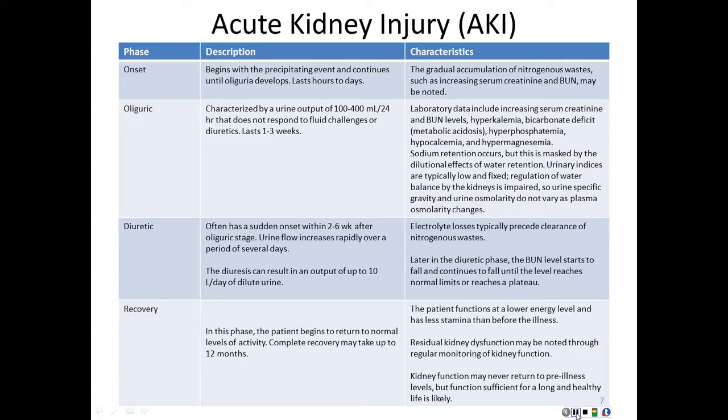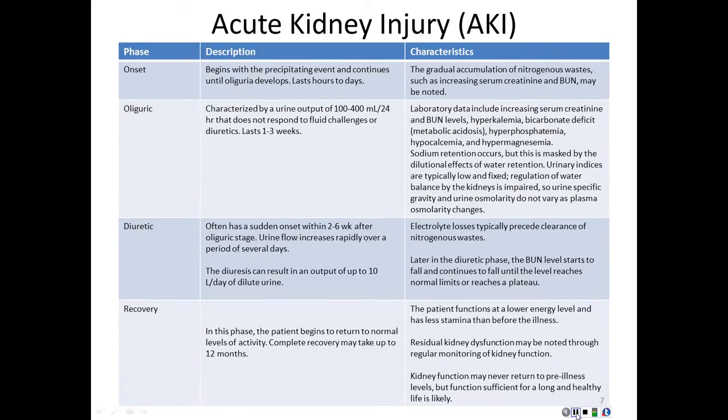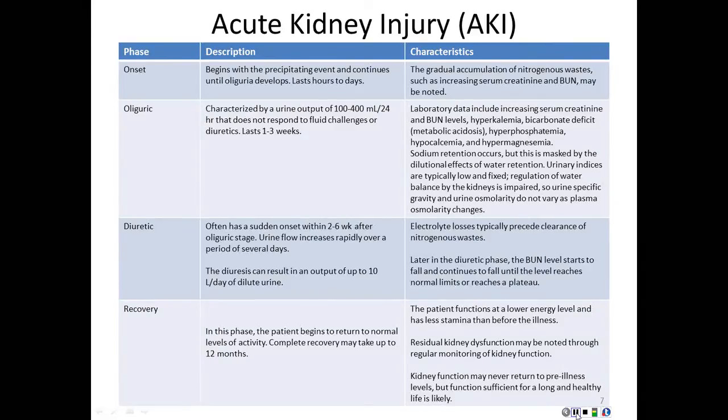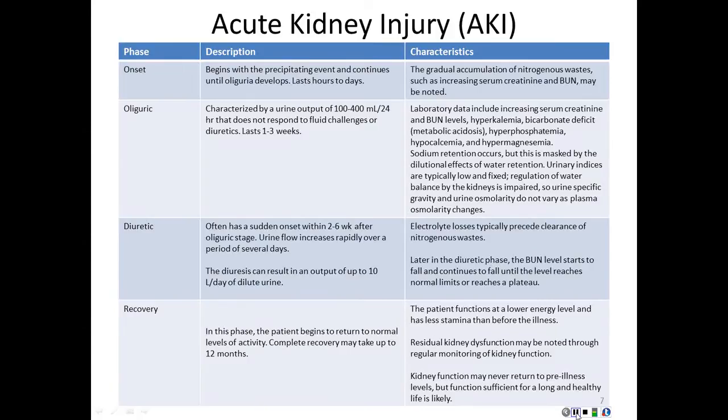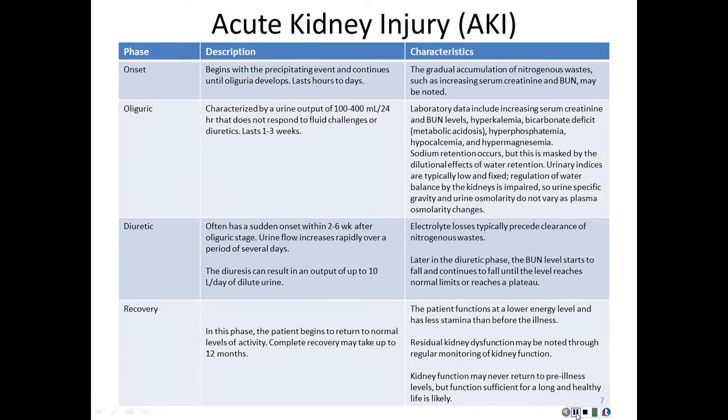The patient will move from that period of minimal urine output to almost no urine output into a diuretic phase. All of a sudden, this patient will start putting out tons of urine. You can see up to 10 liters per day of dilute urine in these patients as they move into the diuretic phase. That can occur anywhere from 2 to 6 weeks after the initial injury to the kidneys. It increases rapidly, and it goes on over a period of several days.